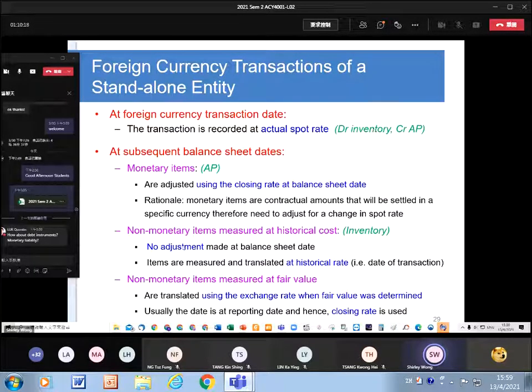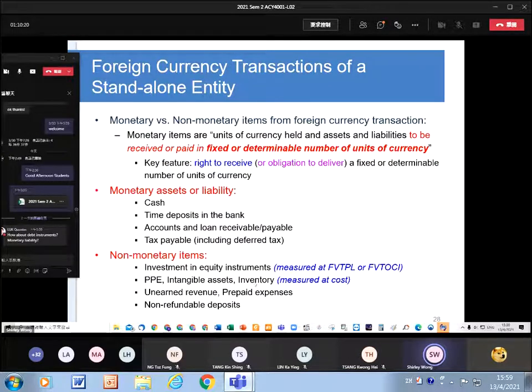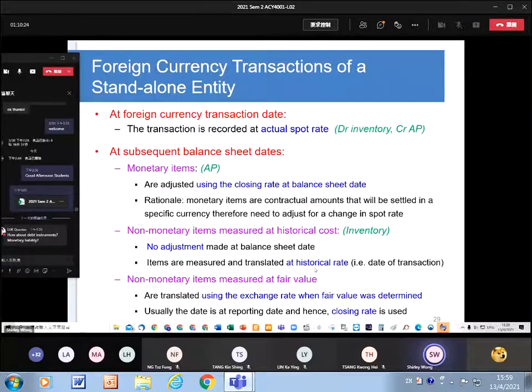How about inventory? Inventory here is a non-monetary item measured at cost. And then it tells that a non-monetary item measured at historical cost, just like this inventory, no adjustment is needed. You do not need to do any adjustment. Just keep it as the date of transaction. Keep it as historical rate. It will be fine. Then we'll call this a non-monetary item measured at historical cost. No need to do anything at the balance sheet date.